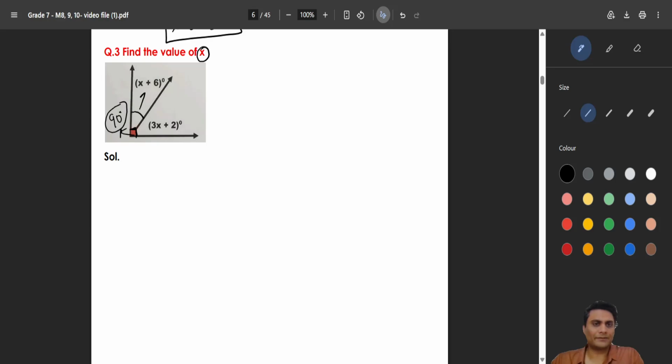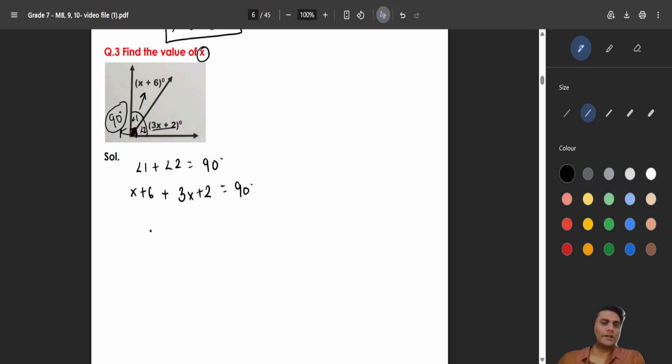Now what are the two angles which are making 90? The first one is x plus 6. Let's call it angle 1. And the second one, angle 2, is 3x plus 2. So angle 1 plus angle 2 should be equal to 90 degrees. Why? Because it is complementary. Angle 1 is x plus 6, plus angle 2 is 3x plus 2. Now these two angles together should make how much?